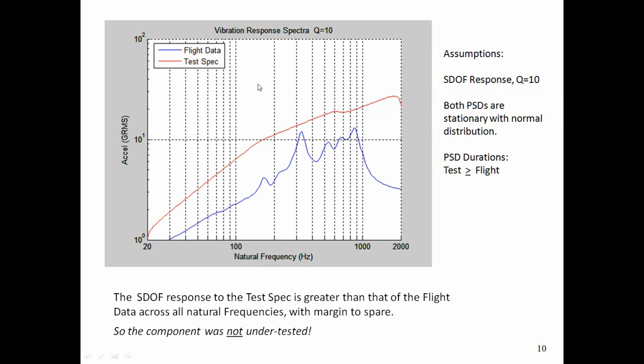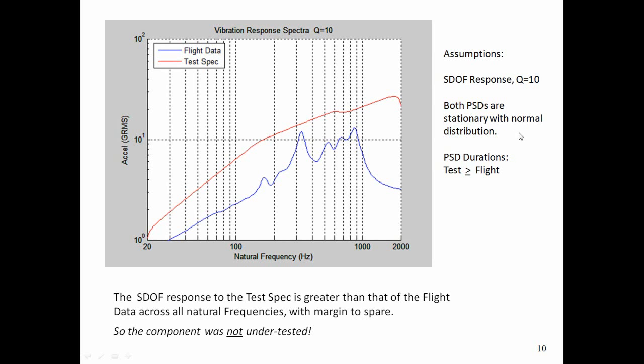We're also assuming that both the test spec PSDs and the flight data PSDs are stationary with normal distribution. That is a very safe assumption for the test spec, because the test spec we do on a shaker table, and typically the shaker table time histories for PSD tests are stationary, and typically they have a normal distribution. For the flight data, however, that is a more tricky assumption. Flight data tends to be non-stationary. It can have a non-normal or non-Gaussian distribution.